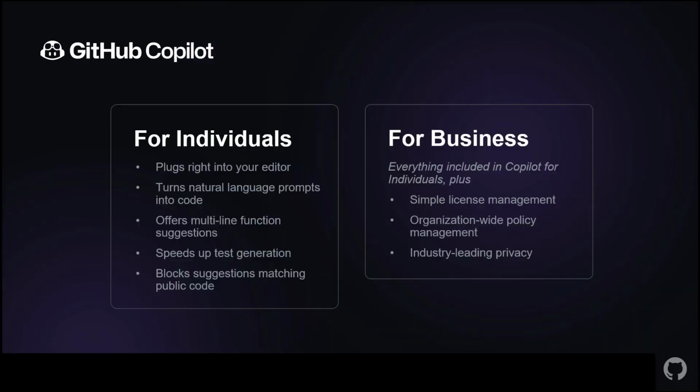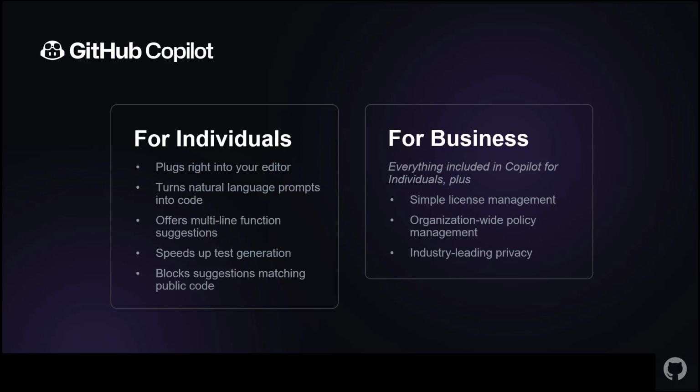Now, there are 2 different SKUs for GitHub Copilot. There are Copilot for individuals and Copilot for business. Copilot for individuals is for those developers who are just coming in on their own individual account and paying for the service. All of the features that we've been talking about so far cover Copilot for individuals.